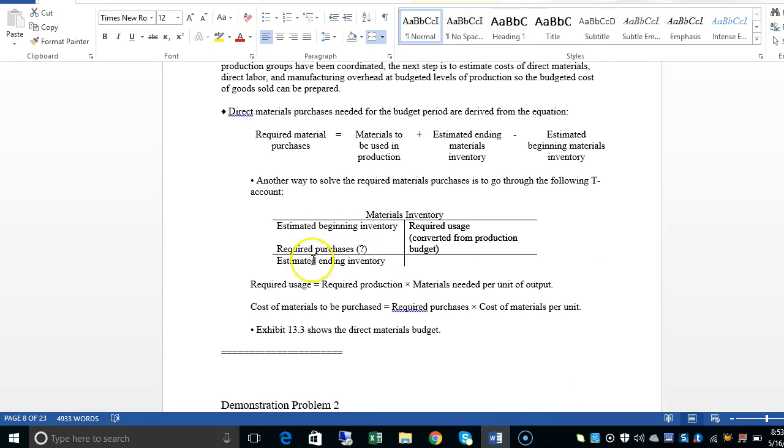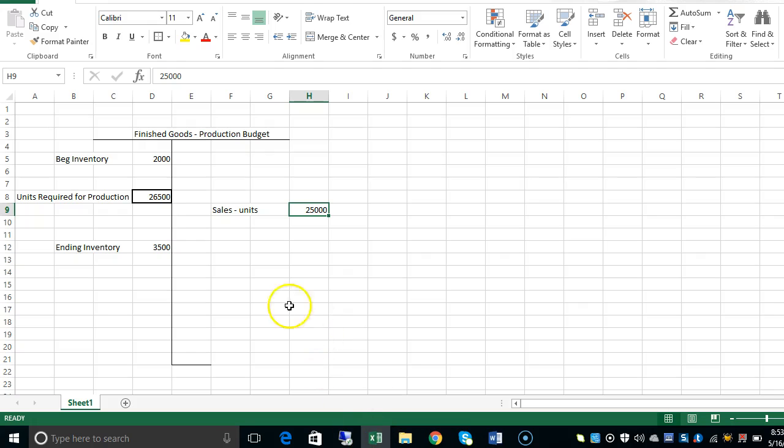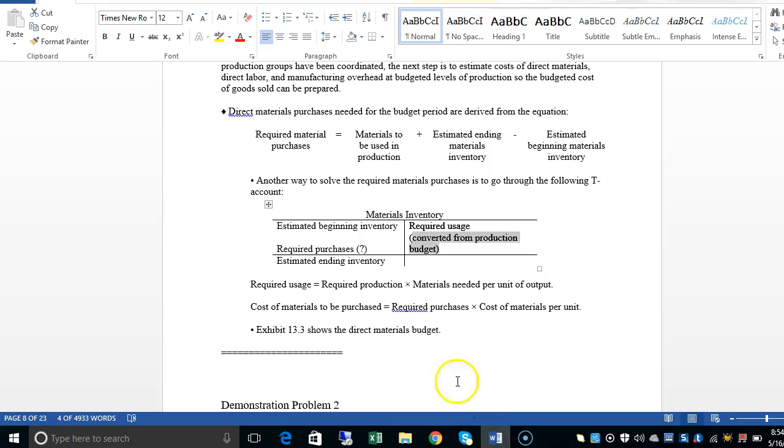The materials inventory is the same thing except slightly different definitions. We have a beginning inventory, we have an ending inventory. The required usage converted from the production number, this number here, comes from this number on your production budget. You may have to do some problems where you need to do the finished goods budget first to get this number so that you can put that on the credit side of the material inventory. Required usage is a credit because it's the number of units needed that go into production and eventually become finished goods. The plug here are the purchases.